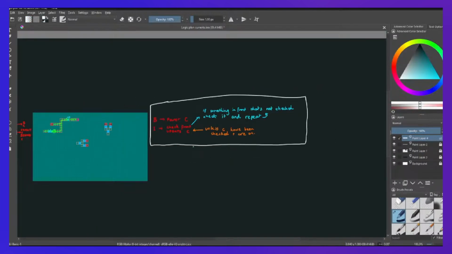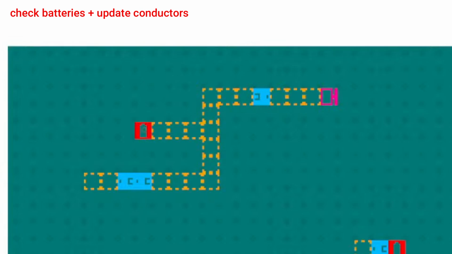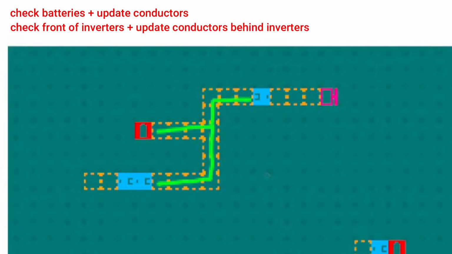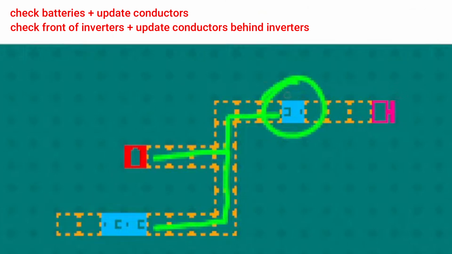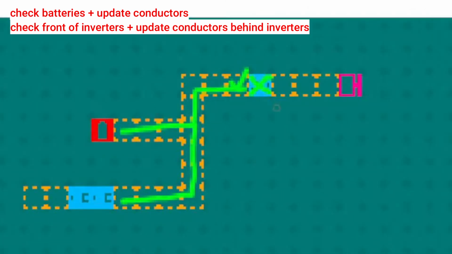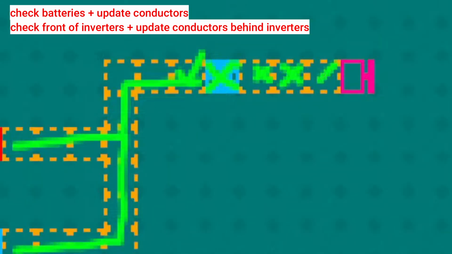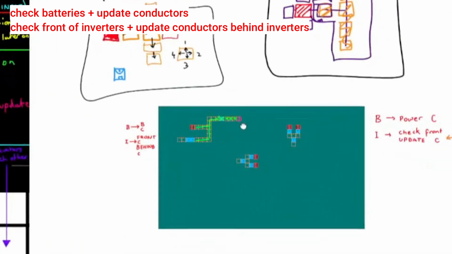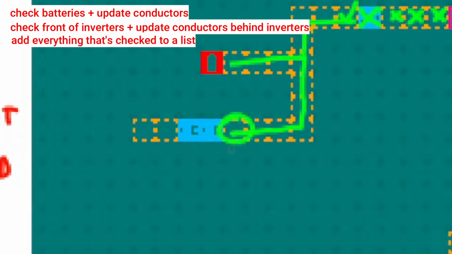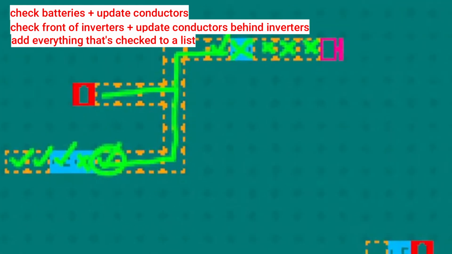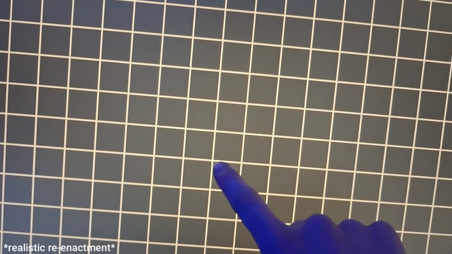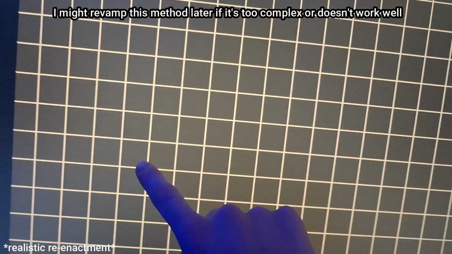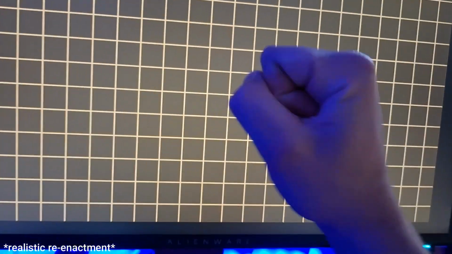But with the help from my viewers and a bit of planning later, we eventually came up with this. First, scan the page for batteries and power all conductors that are connected to them. Then scan for inverters, check everything that's connected to them to see if they should be powered. Then update all connected conductors behind them if they haven't yet been turned on from batteries. And while all that happens, everything that gets checked gets added to a list so we know what we've already checked. I tried this method on a few circuits by hand and the idea seems promising, but I'm sure implementing it will take some work.